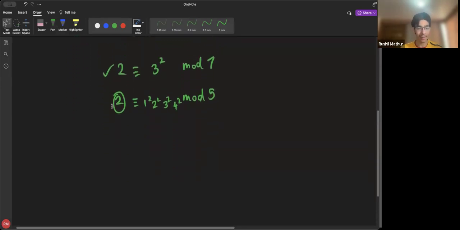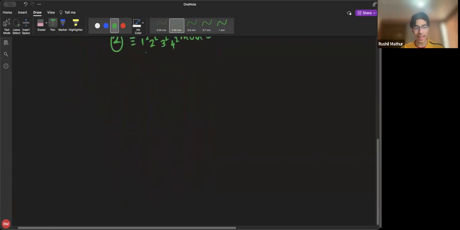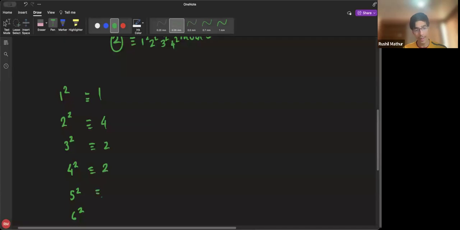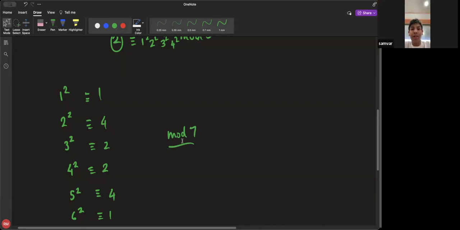But by the way, there was one interesting thing we noted here, which is also kind of intuitive, which is that if you look at 1 square, 2 square, in fact, we'll look mod 7 because we just saw mod 5 already. So let's look mod 7. What are these values? This is 1, this is 4, this is 2, this is also 2, this is 4, and this is 1, mod 7. So any basic observations? It's going to be symmetric around n by 2.